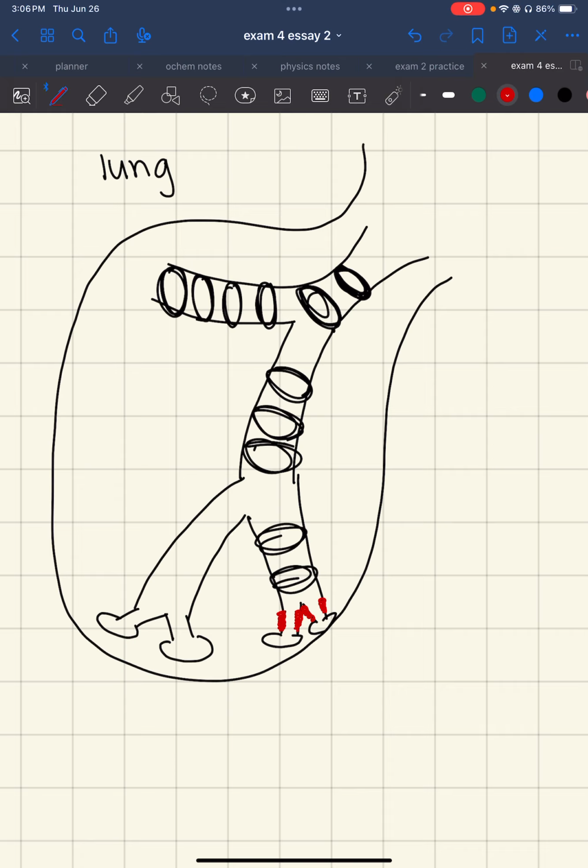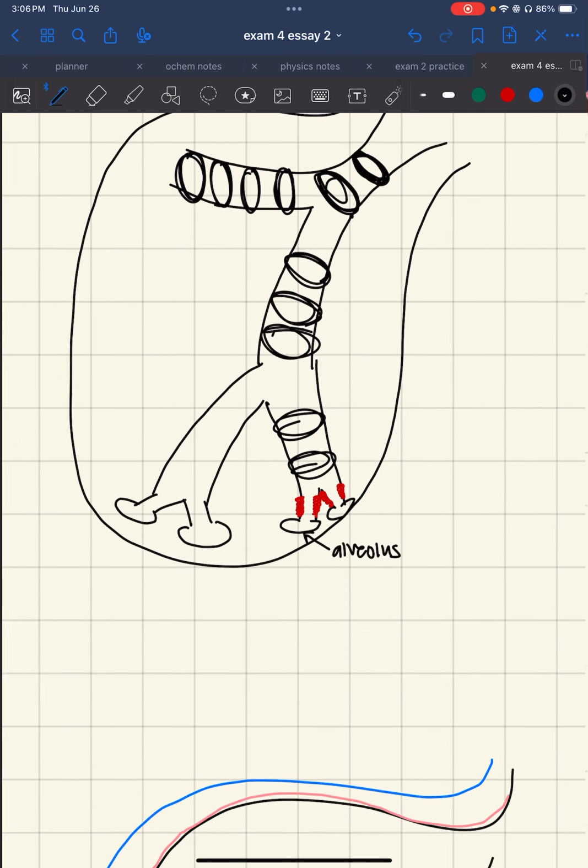And then we get to these sacs of air at the bottom. This is called the alveolus. When we talk about them in plural, we call them alveoli. They are where actual gas exchange occurs in the lung. So they're the functional unit of the lung, the equivalent of the functional unit of the kidney, which is a nephron. This is the lung's nephron. It does lots of work.